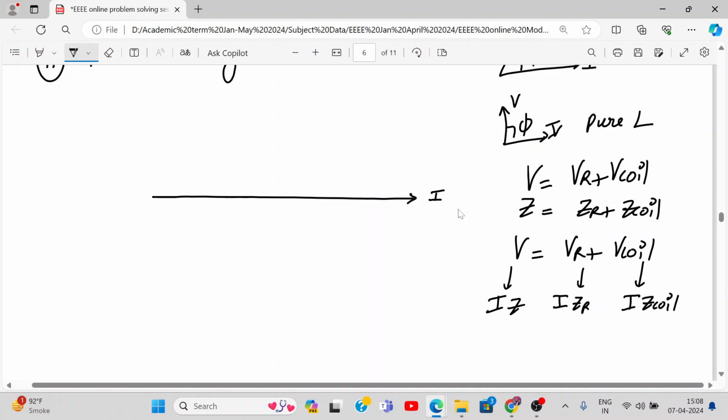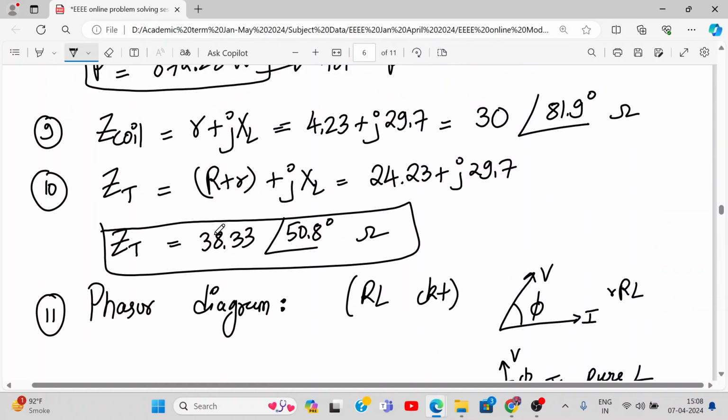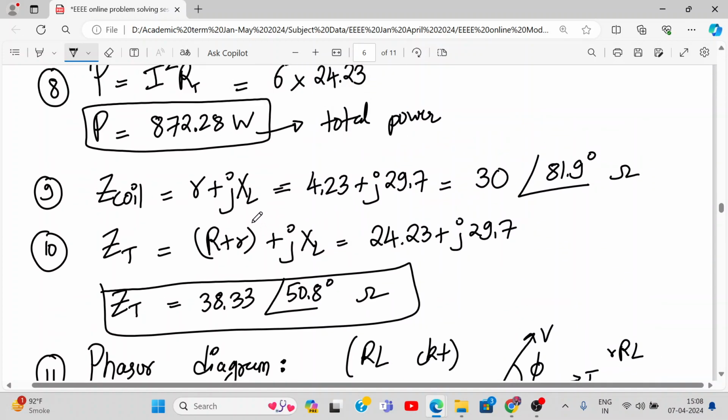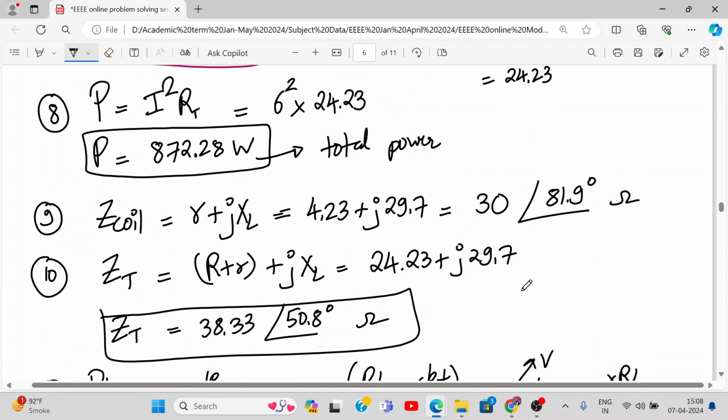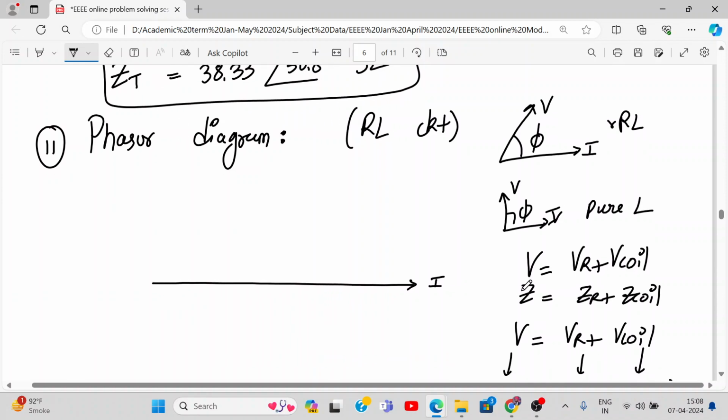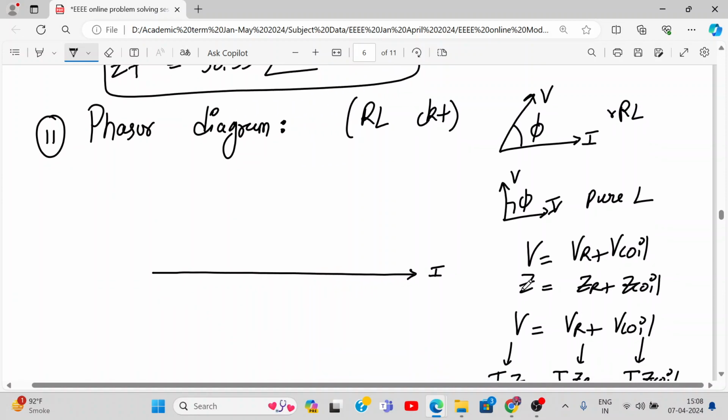This is because we have angle also involved in this. See, in ZT, how much angle is involved. So we cannot add R plus Z coil as 30. No, we have to add in angle form also. Are you understanding? Yes or no? So how will you start? What will be first?